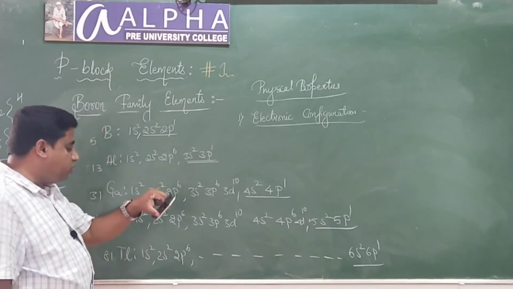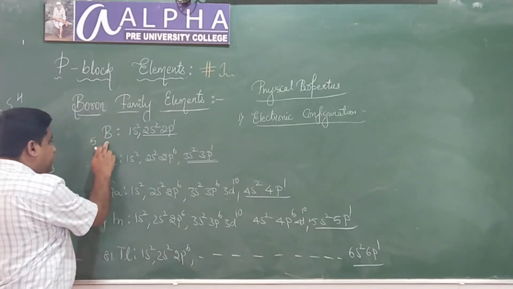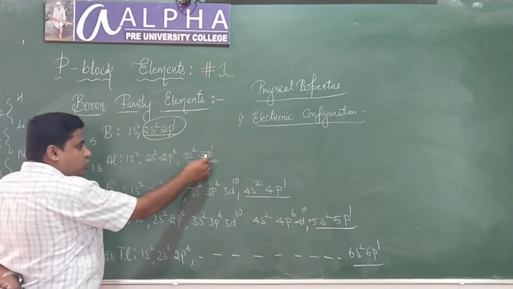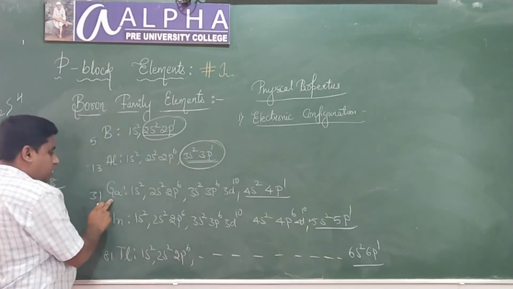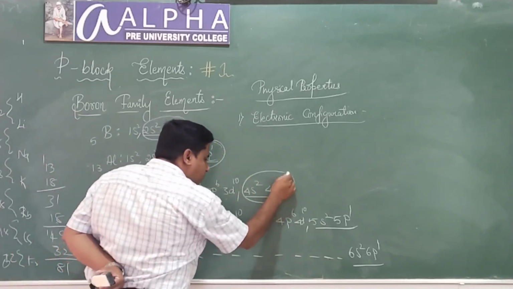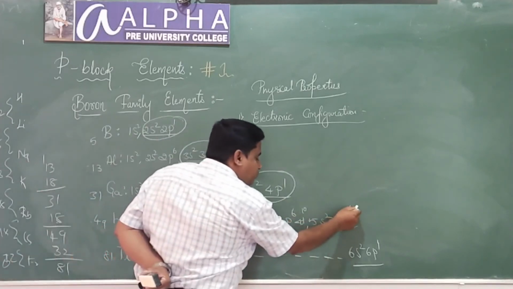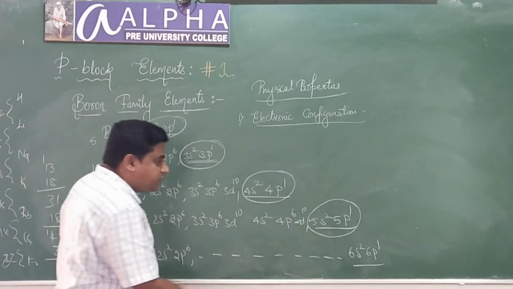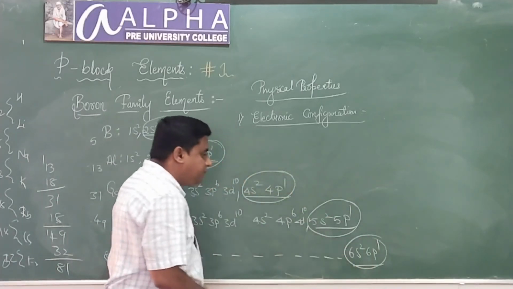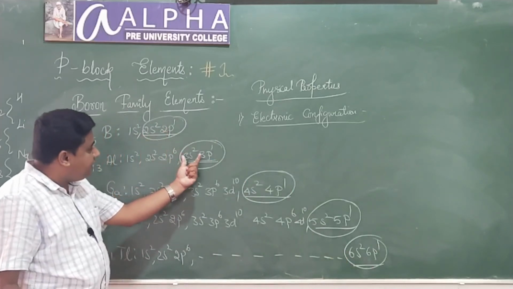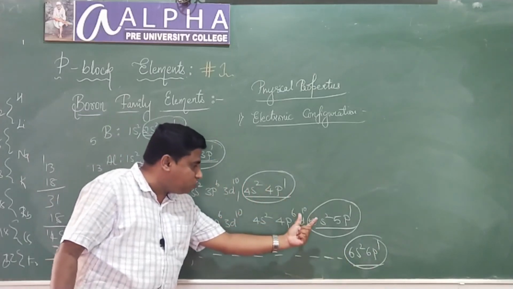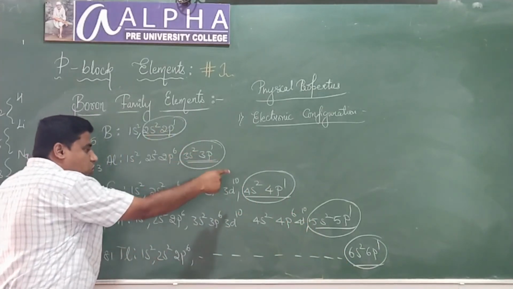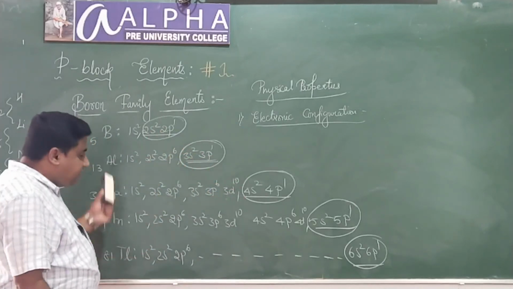Just observe the outer electronic configuration of these elements. What is it for boron? It is 2s2, 2p1. For aluminium it is 3s2, 3p1. Gallium is 4s2, 4p1. Indium is 5s2, 5p1. Thallium is 6s2, 6p1. Observe here: 2s2, 2p1, 3s2, 3p1, 4s2, 4p1, 5s2, 5p1, 6s2, 6p1. Therefore, what is the general outer electronic configuration of these boron family elements?